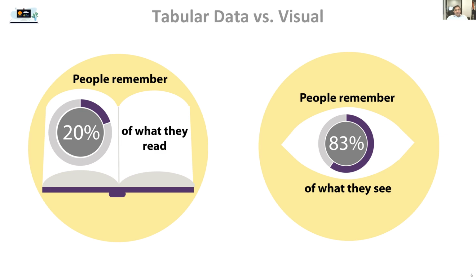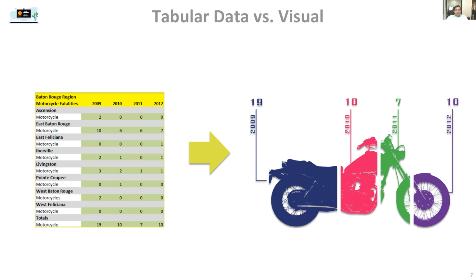People remember 20% of what they read, but they remember 83% of what they see. So if we convert this tabular data about motorcycle fatalities in the Baton Rouge region of Louisiana into this interesting visual format, we will quadruple the probability that our audience remember it.